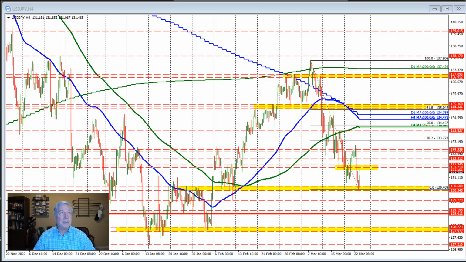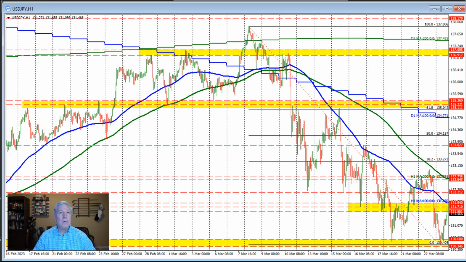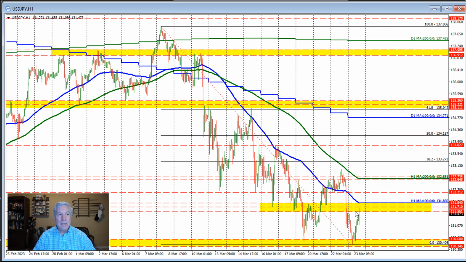I'm going to put it on the hourly chart just to see what it looks like here. And on the hourly chart, here's our swing area right here. What is important here as well is that the 100-hour moving average is coming back down to move into this swing area. And so that increases the 131.85 level's importance on the top side. If the price can remain below that level, it's more bearish.